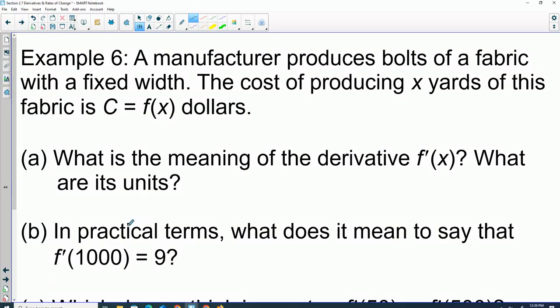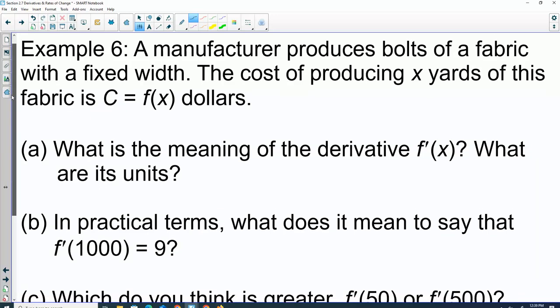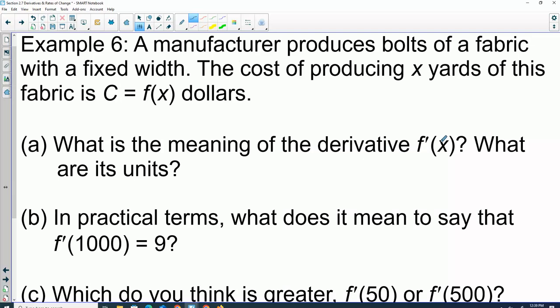So let's look at this example. A manufacturer produces bolts of a fabric with a fixed width. The cost of producing x yards of this fabric is C equals f of x dollars. What is the meaning of the derivative f prime of x? What are its units?